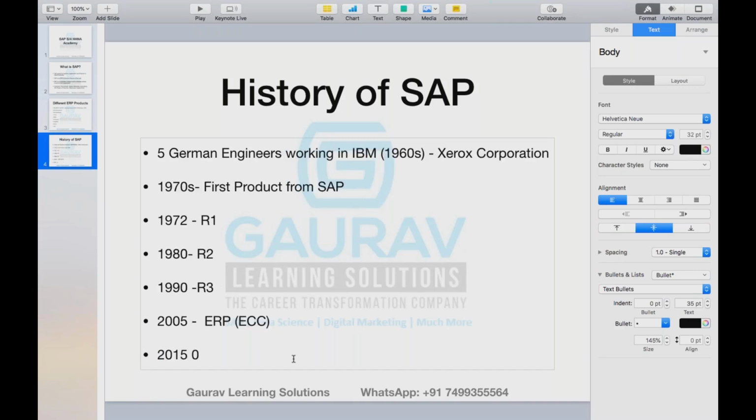SAP came up with SAP S/4HANA. So this SAP S/4HANA, what we are learning, is comparatively a very new product. There are not enough consultants available on this technology.